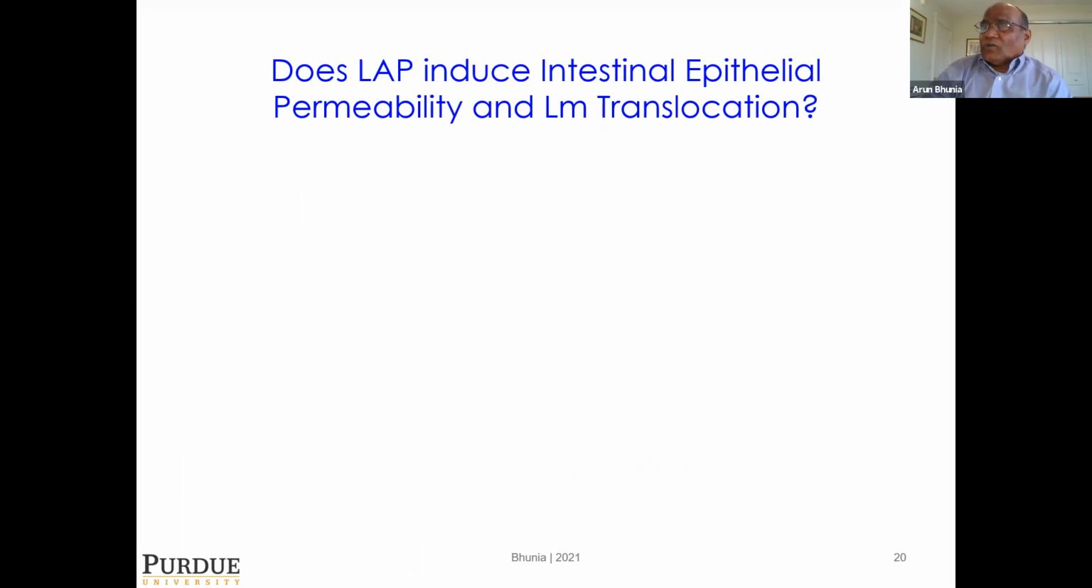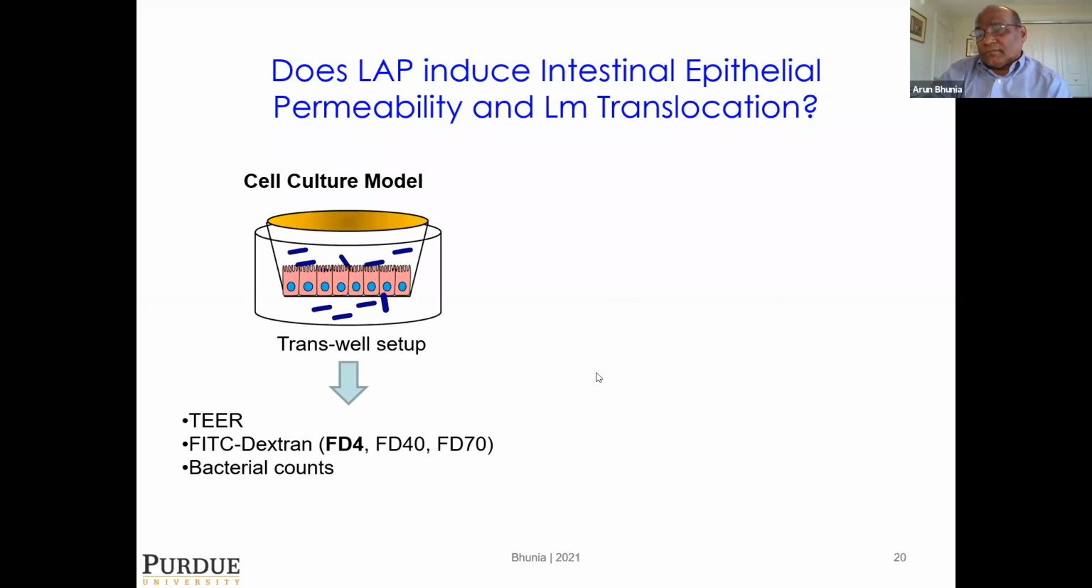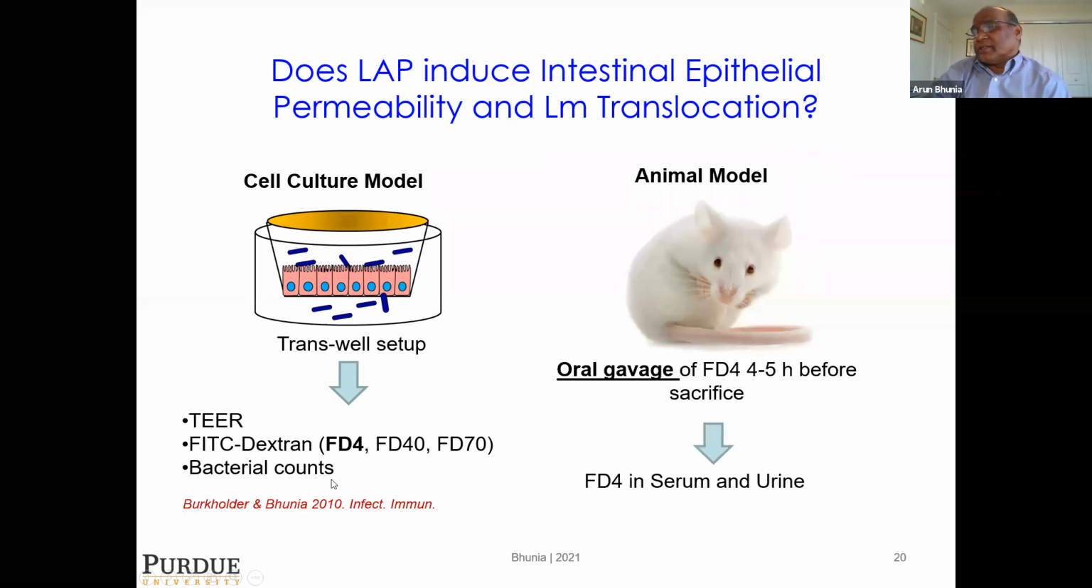So the one question we asked: does LAP induce intestinal epithelial permeability or LM translocation to cross the barrier? I already told you the answer. So we looked at, I'll show you some results. We used a cell culture model. This is the epithelial transwell setup, and you can measure the TER values or dextran labeled with FITC at various molecular weights and look for their translocation. If there is a barrier disruption, you can see this bacterial passage or the dye in the lower level. And also you can count bacterial cells.